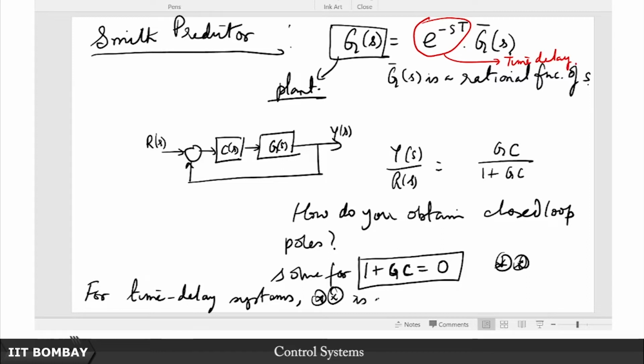This is a transcendental equation, yeah, with an infinite number of solutions. Now how many such poles are you going to check? How many such solutions are you going to check?